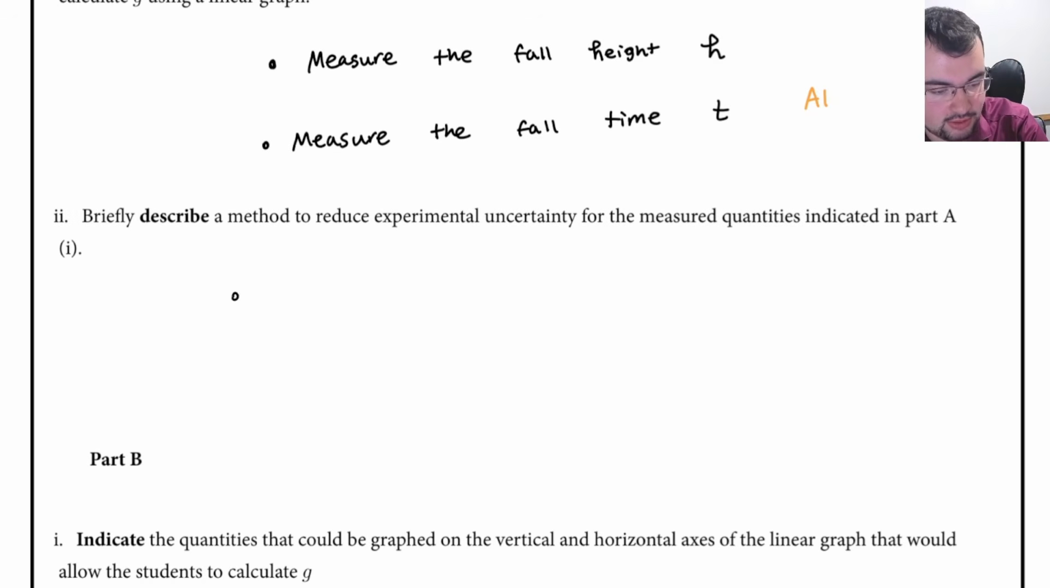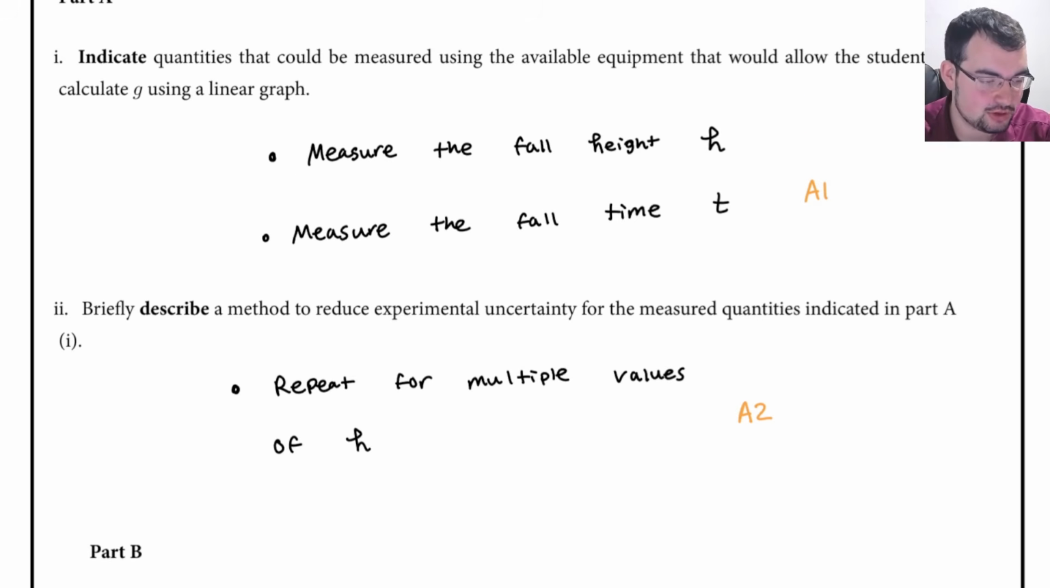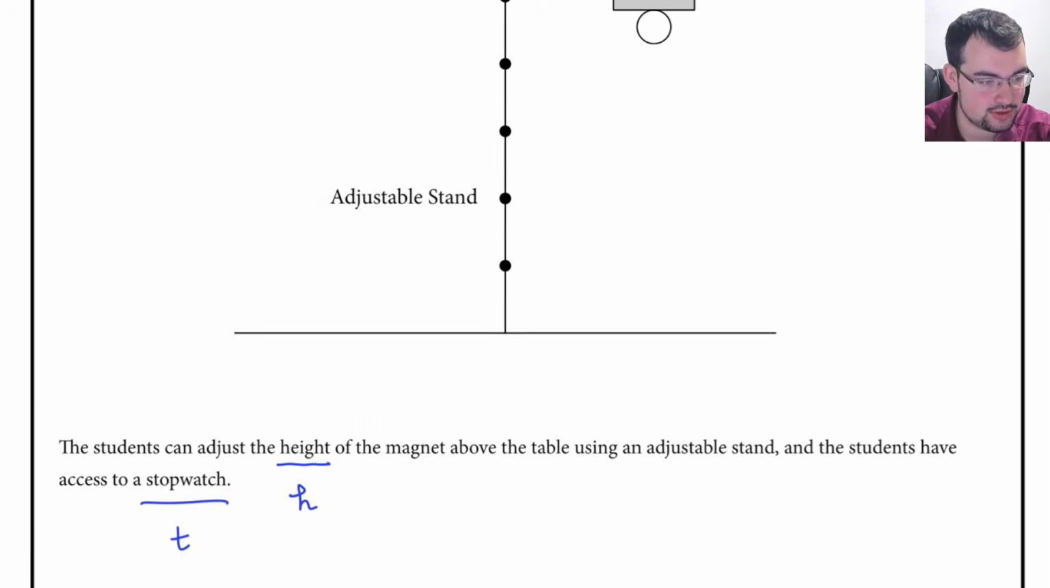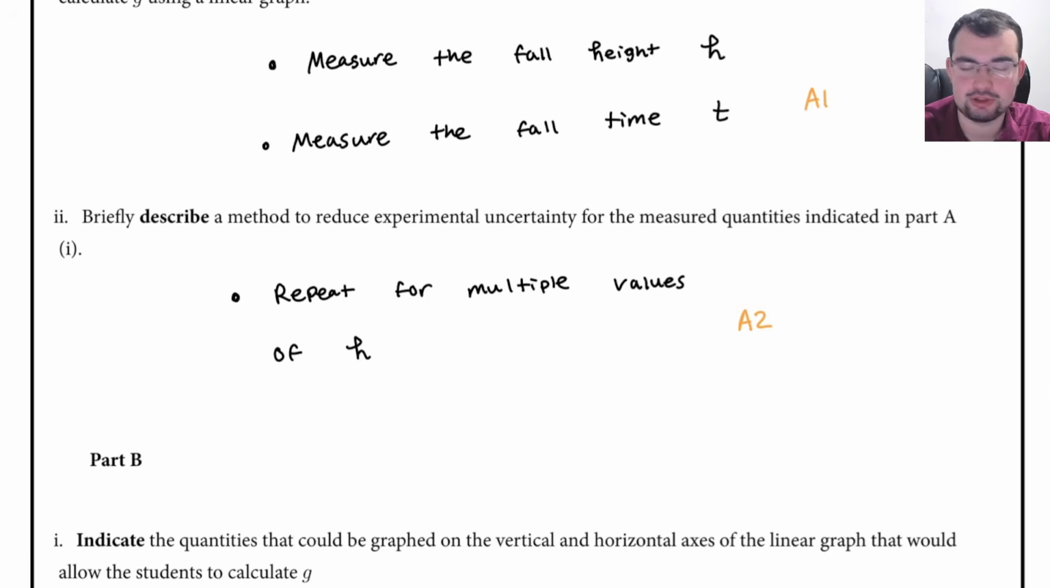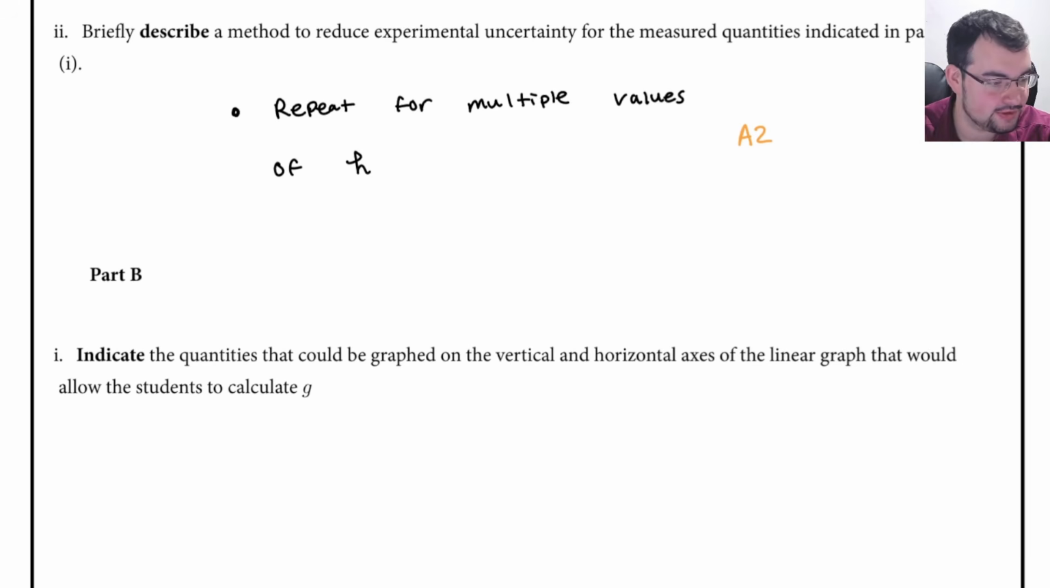How do you reduce uncertainty? Well, of course, we repeat for multiple values of h. Any reasonable thing like repetition or any error thing works. Repetition of trials is the easiest one. So again, people think that this is really a physics question. This is not. These questions assess science skills. So that's why a lot of these points are cookie cutter and easy. We're not actually trying to assess your physics with most of this question. It's about science practices.